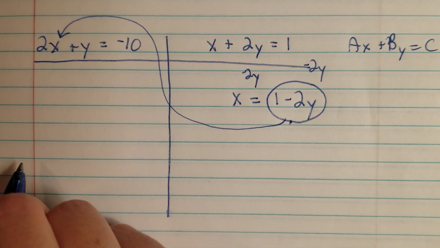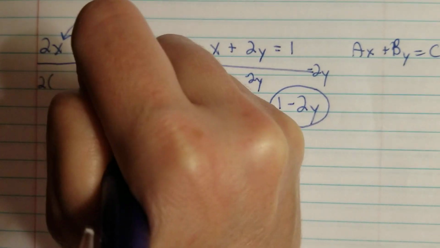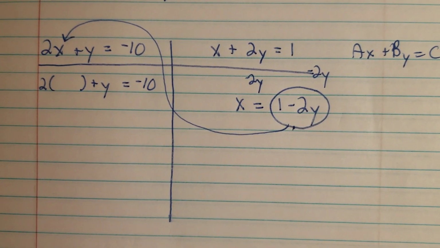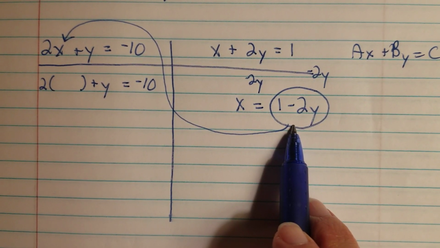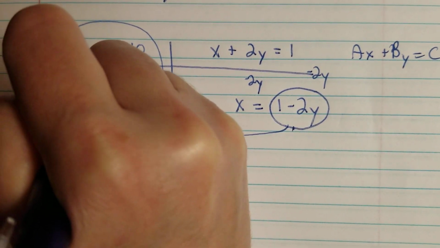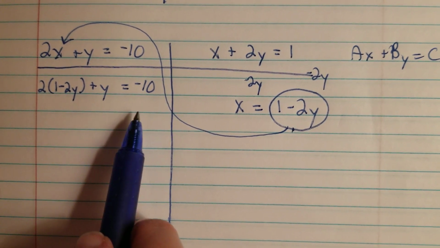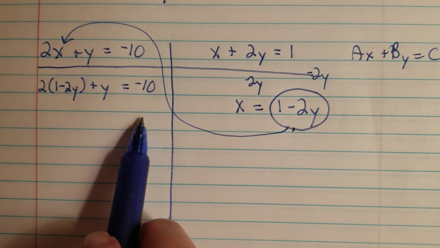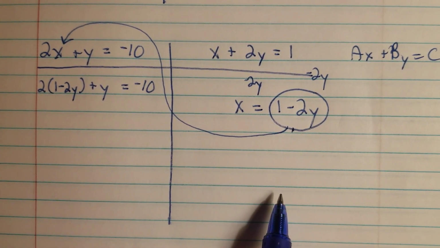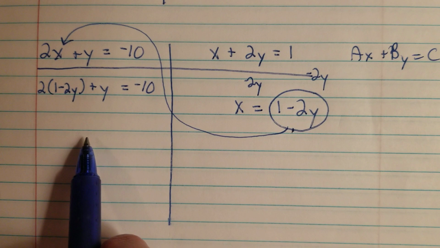So you've got choices. 2 times x plus y equals negative 10. So I'm leaving enough room to put in the parentheses 1 minus 2y, substituted in for x. So on one side, you're going to have an equation that you need to solve. On the other side, you're going to have to simplify an expression. So here we're going to solve for y.